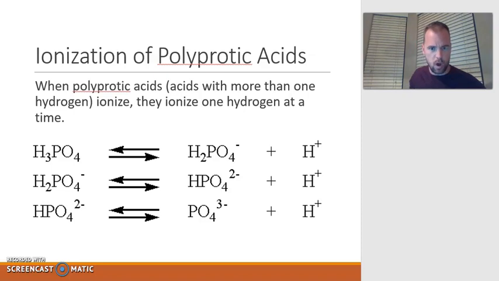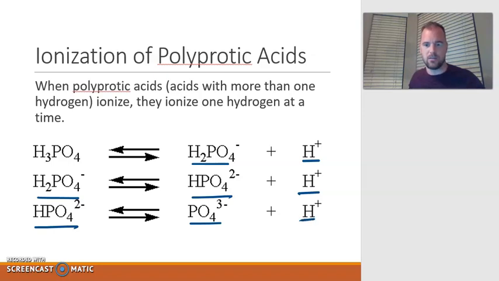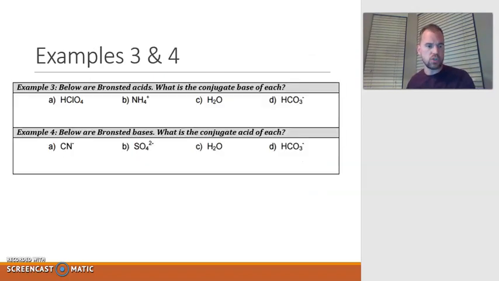It always does it in steps. So if you drop this in water, it's going to produce 1 hydrogen. The leftover is H2PO4. That H2PO4 will then donate another hydrogen, and now you're left with HPO4, and that HPO4 will donate its last hydrogen, and so then you'll be left with the phosphate ion. So I just want to point out that when you have multiple hydrogens, it's always 1 hydrogen at a time. So keep that in mind. So to end this section, we're going to do examples 3 and 4.